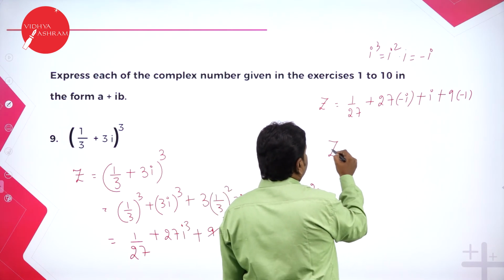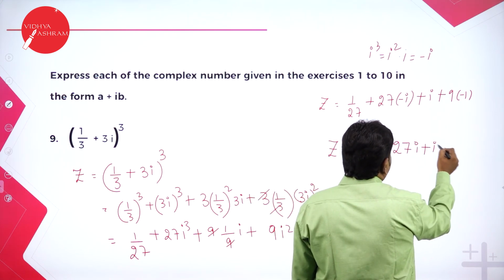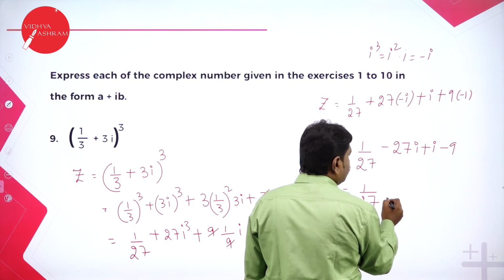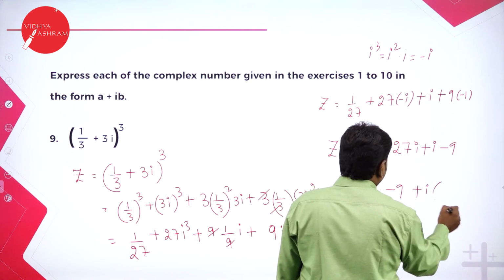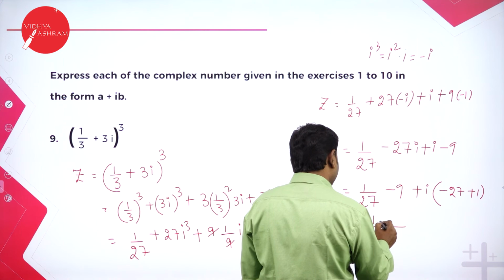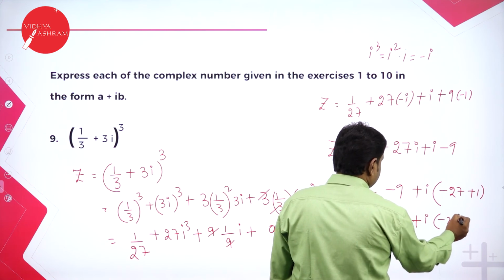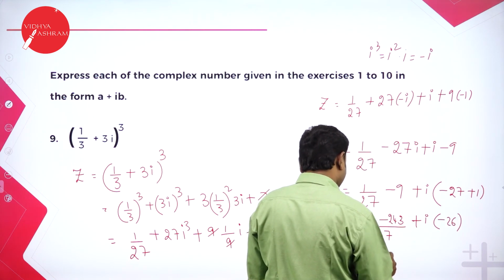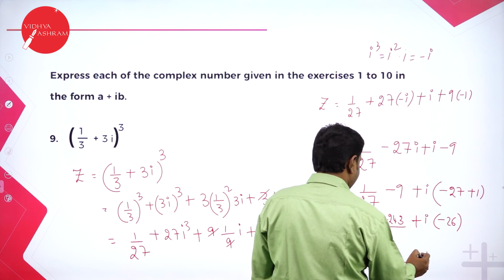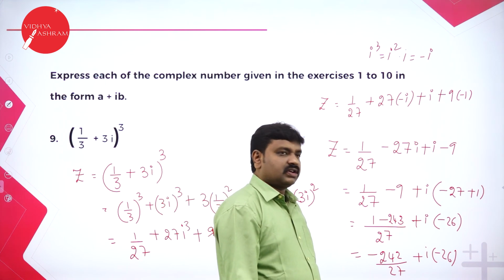Now simplify this. Z is equal to 1 by 27 minus 27I plus I minus 9. Club the numbers, 1 by 27 plus minus 9, and plus I, if I take common, minus 27 plus 1. Take LCM. 27 is the LCM. 1 minus 9 into 27 plus I times minus 26. Simplify this further. Now it's in the A plus IB form. If it is divisible, divide it. Otherwise, leave it. It is not divisible.